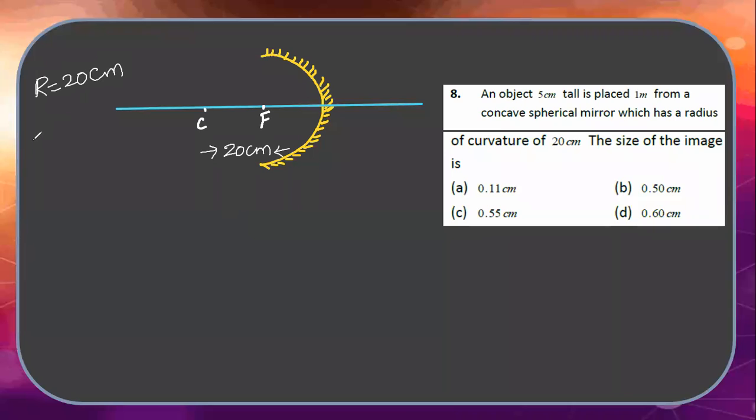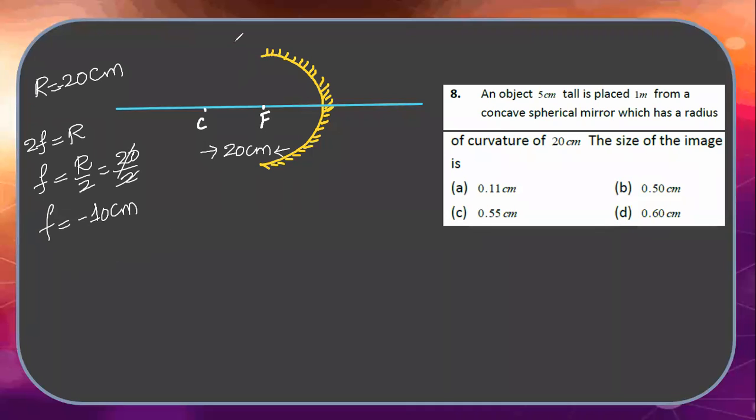From that we can write the focal length. So 2f is equal to R. From that, f is equal to R divided by 2. This is 20 divided by 2. So focal length f is equal to minus 10 centimeters. Radius of curvature and focal length are taken as negative for the concave mirror. So f is equal to minus 10.